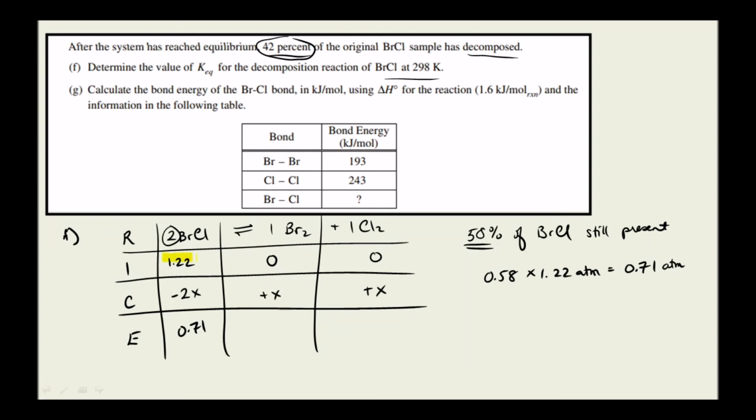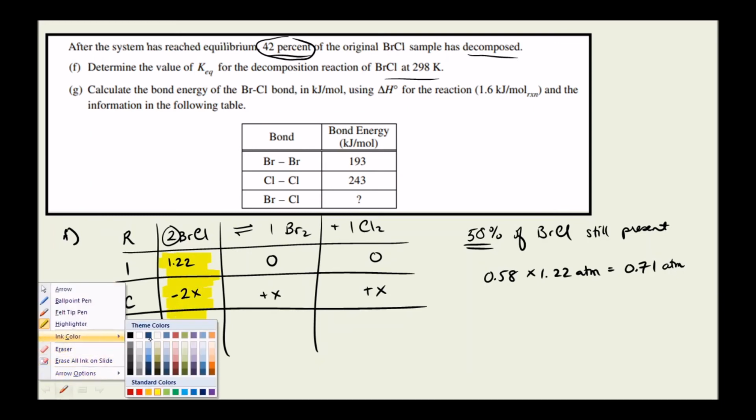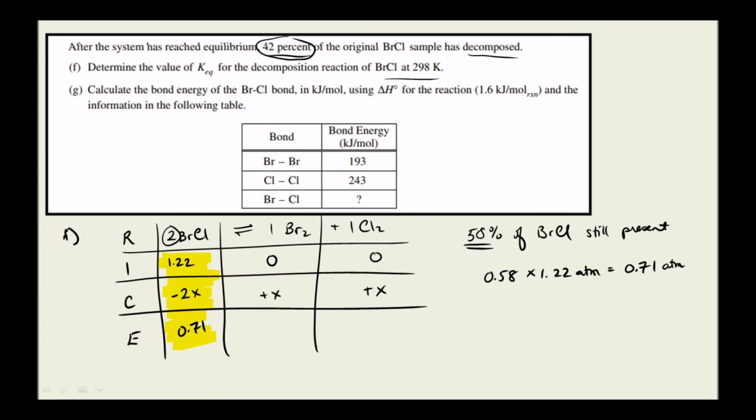And so now we pretty much have this entire column filled in, and we can write a little equation to find out what x is. The initial pressure was 1.22. We have a change of minus 2x. That gives us 0.71 atmospheres. So we can easily calculate that x is equal to 0.26. 0 plus x gives us 0.26. 0 plus x gives us 0.26.